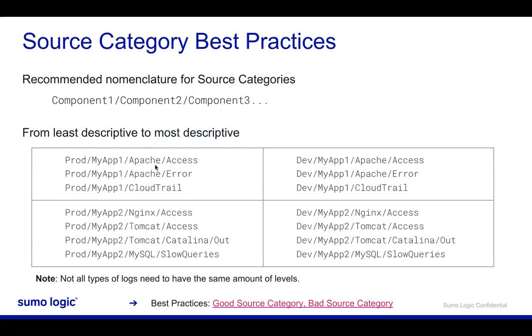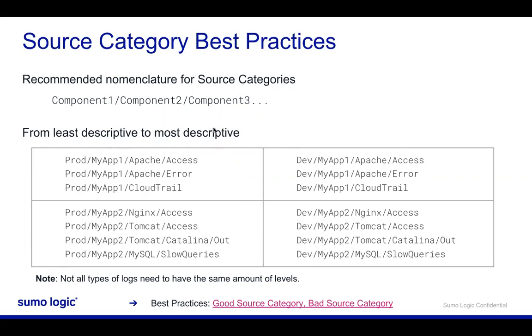Now, using these names on the right-hand side of the screen, the top right, we have the dev version of it, where we're still looking at my app 1 Apache Access data, but in this case, we're looking at that dev or development data. So the difference between the top left and the top right is the environments of prod versus dev. On the bottom left, we have my app 2 versus my app 1. So we have prod for my app 2 and dev for my app 2. And then we have those subcomponents of the type of logs that are being generated.